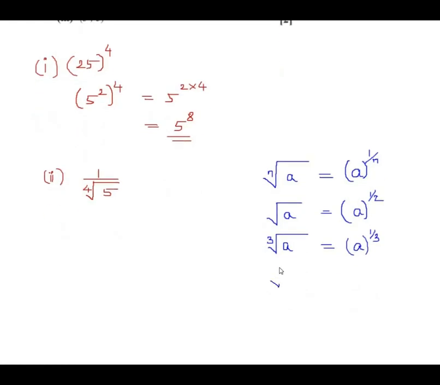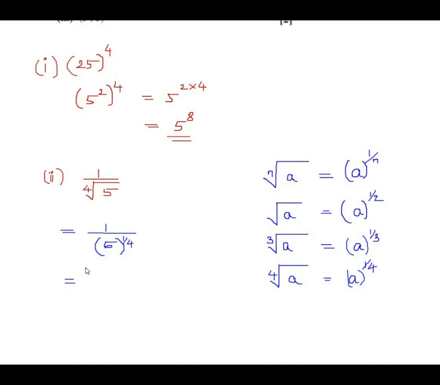And if we have a fourth root, we simply write it as a to the power of 1 over 4. So we can see that this is the fourth root. So we can simply write it as 1 over 5 to the power of 1 over 4.